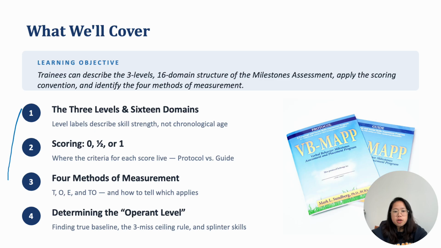So there are 4 things that we're gonna cover today. One is the 3 levels and 16 domains that make up the milestones, the scoring, the 0, 0.5, or 1 scoring system. There's a detail in here that trips up almost every new examiner. And the 4 methods of measurement codes you'll see stamped on every milestone, and how to find a learner's operant level during testing, including when it's actually fine to stop.